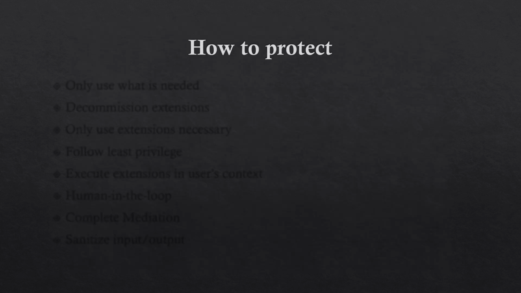How to prevent excessive agency in LLMs. First, only use what is needed. Use only the extensions, tools, or plugins that are strictly required, nothing more. For example, if your application only needs to read emails, avoid using an extension that also allows writing or deleting. Unused overly permissive functionality increases your attack surface and introduces unnecessary risks.